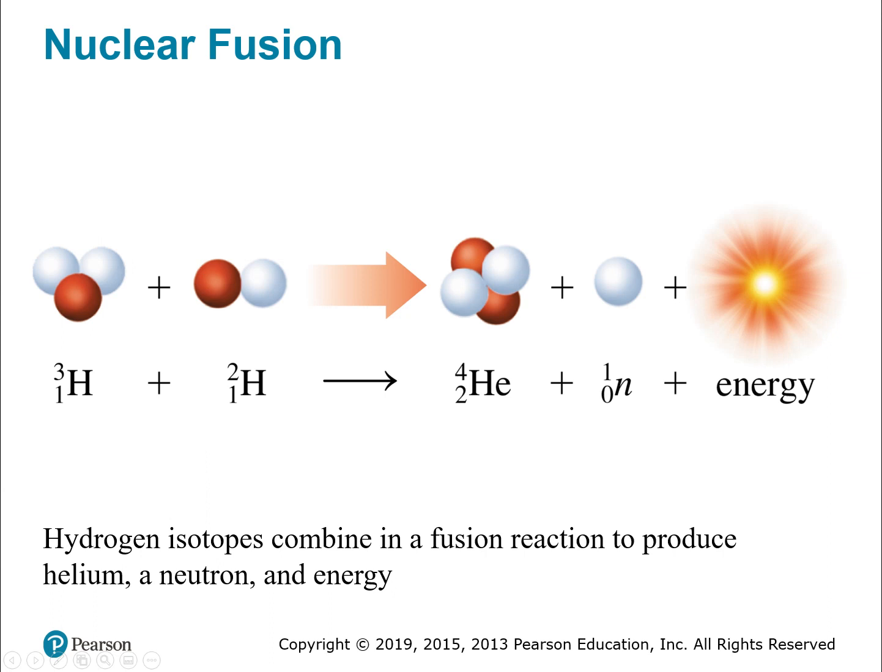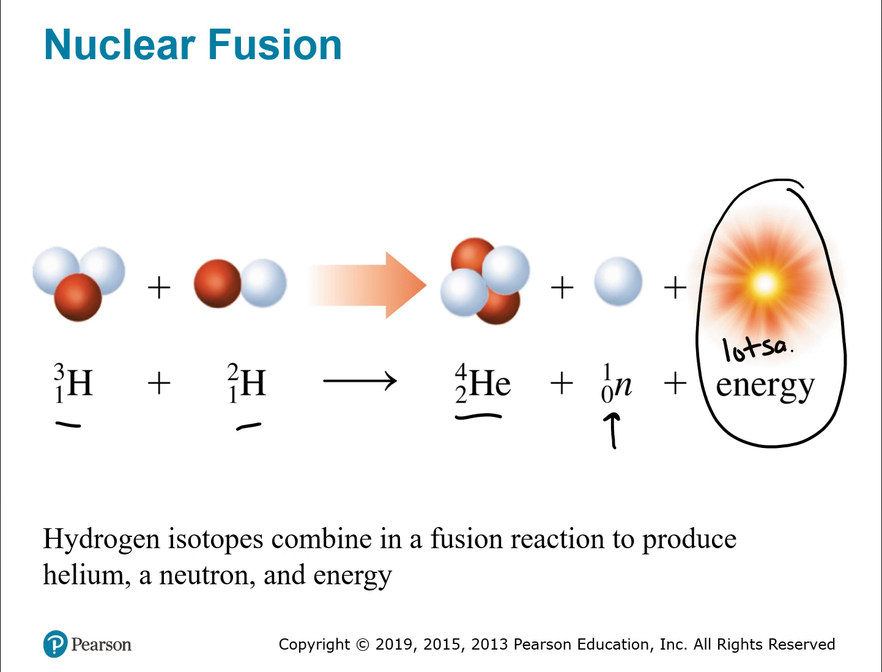This is a depiction of the nuclear fusion reaction that's going on in the sun. You've got two different isotopes of hydrogen, and they combine to make helium. You also release neutrons and a lot of energy. When they were making this slide, they forgot to put lots of. That's a scientific term. Lots of energy. Okay?